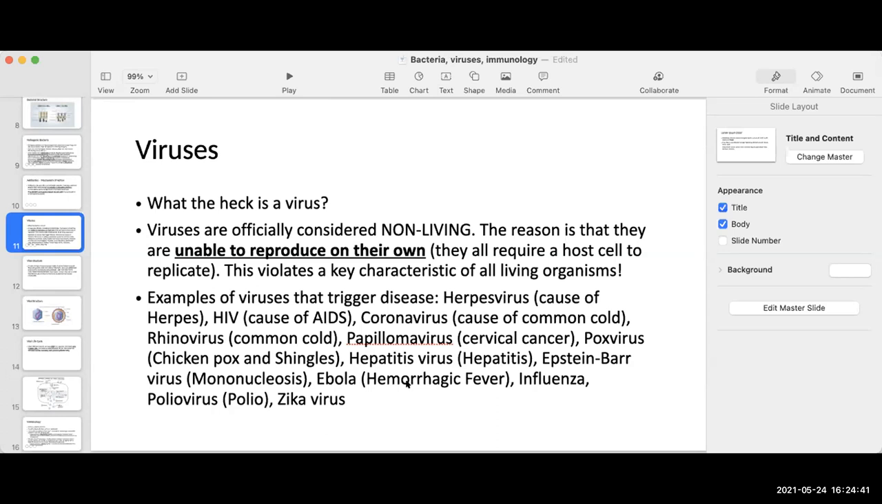And it's sort of an issue in African countries, certain African areas. Influenza causes the flu. Polio virus causes polio. And Zika has been known to cause birth defects and stuff like that. But yeah, you've probably heard of these, and they're viral. Antibiotics won't work against any of these.